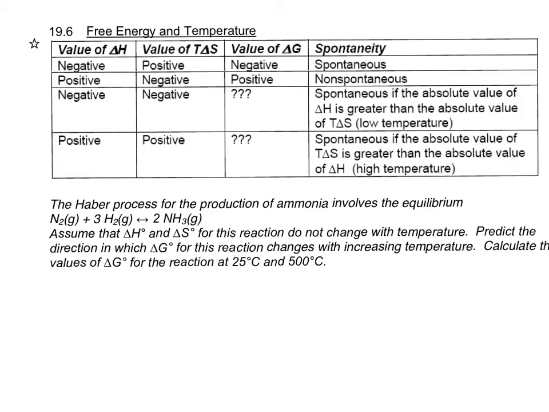This section is all about using this equation to figure out whether or not a reaction is spontaneous, or if you change one of these things, what that will do to the spontaneity. Now, the main thing that's going to determine whether or not a reaction is spontaneous is all about G. If G is negative, it's spontaneous. If G is positive, it's non-spontaneous.